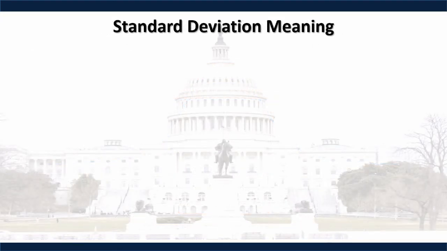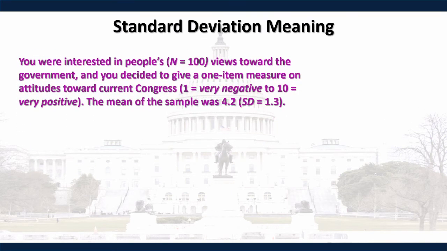So let's take a look at how you would interpret standard deviation after you calculate it. Suppose you surveyed exactly 100 people and you were interested in people's attitudes towards the current Congress. You used a one-item measure that asked people to estimate their evaluations of Congress's performance on a scale from 1, which is very negative, all the way to 10, which is very positive. After you computed the data, you found that the mean of the attitudes was 4.2, just a little bit below the midpoint, with a standard deviation of 1.3.